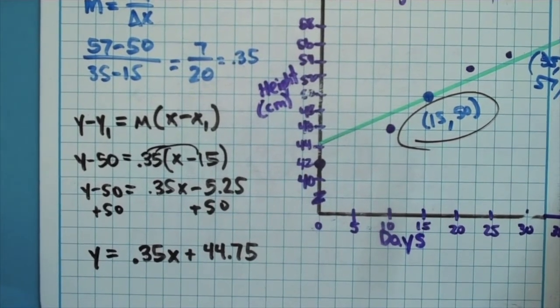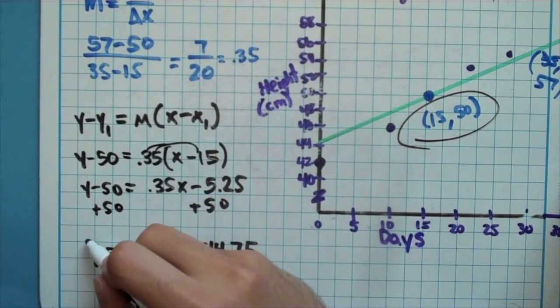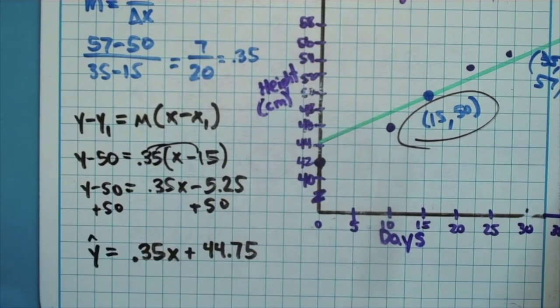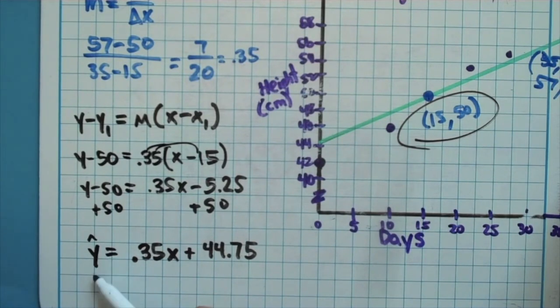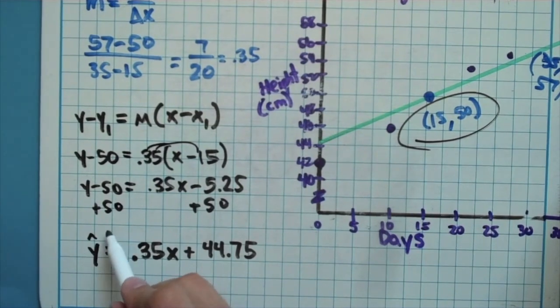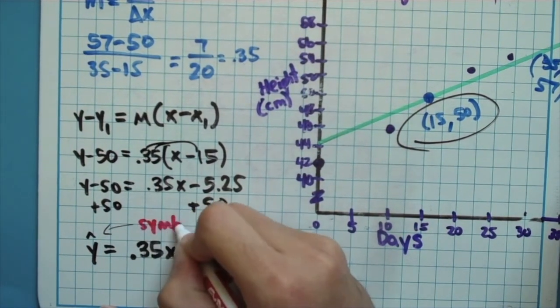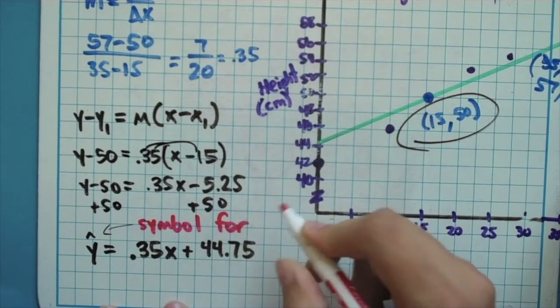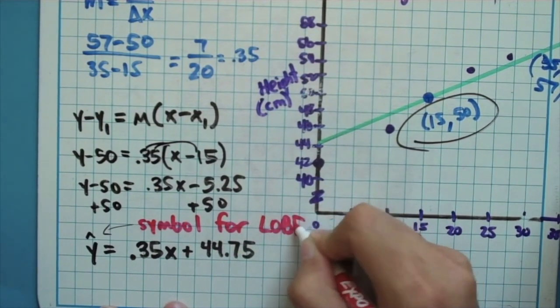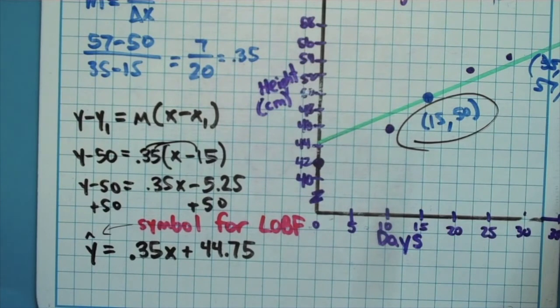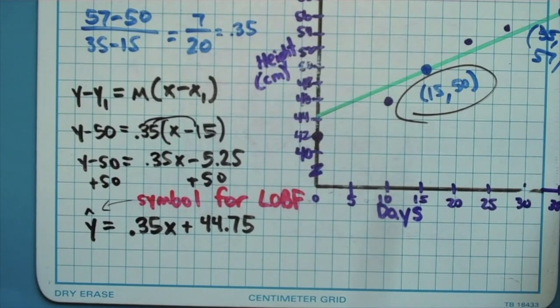Once you have the equation in place, what you'll often see is a little caret on the y, which is called a hat. Y hat is how you would pronounce that. That's a symbol we use so you know it's a line of best fit. And LOBF is an abbreviation for line of best fit. So I don't think I'm going to do the other problem in this video here. I think one example is sufficient for now.